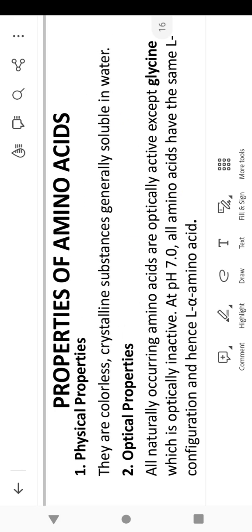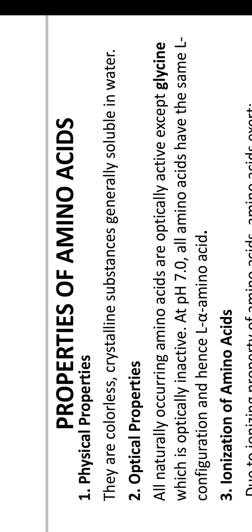Welcome to all. In this class, we will learn about the properties of amino acids. First, we see the physical properties. The amino acids exhibit some properties in a physical solution and environment. Some are as follows. On physical properties, they are colorless, crystalline substances, generally soluble in water.